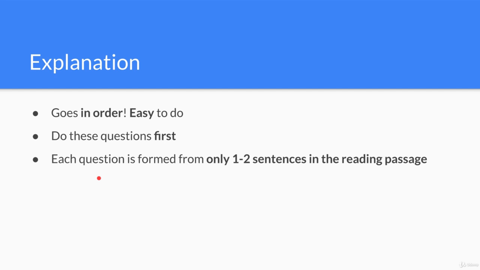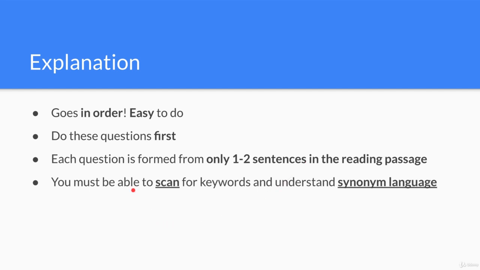Just like most of our question types, this question type is formed from only 1 to 2 sentences in the reading passage. That means that the correct answer is going to be found in just 1 or maybe 2 sentences in the reading passage. So you don't have to read a bunch of stuff to find the correct answer. You only have to find the right 1 to 2 sentences.